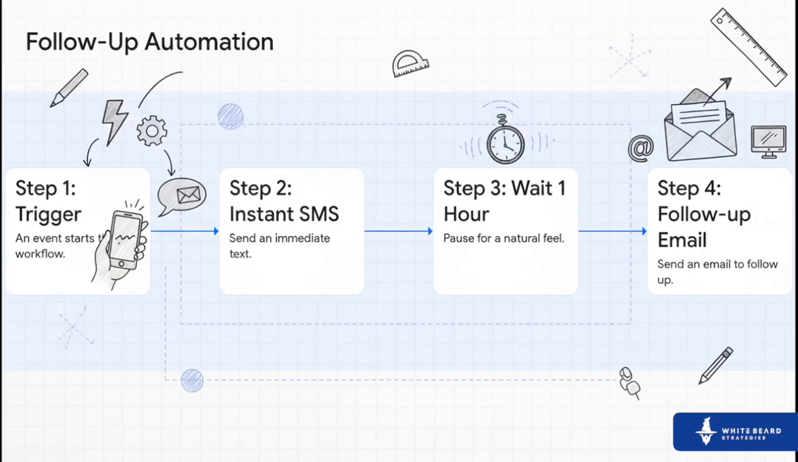First, we're going to set a trigger. That's the thing that kicks it all off. Then we'll fire off an instant text message. After that, we'll build in a little pause, and finally, we'll send a follow-up email. Simple, super effective, and the best part, it's going to be completely automatic.